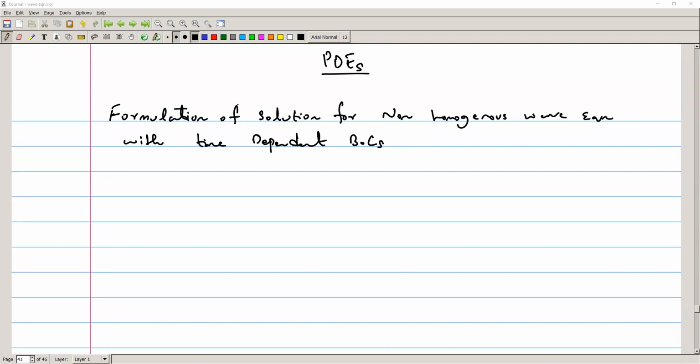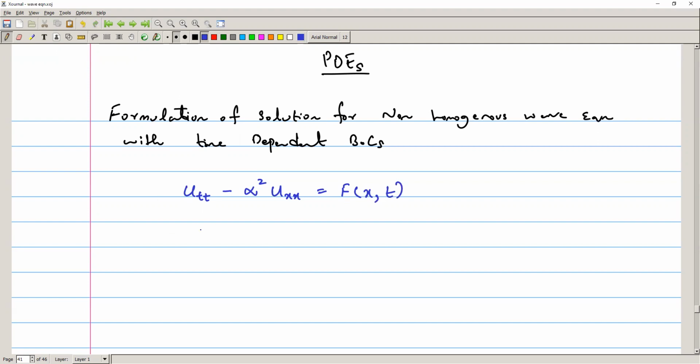So in this class, we are going to discuss the construction of solution for non-homogeneous wave equation with time-dependent boundary conditions. So in general, we know that the wave equation is given by u_tt minus alpha squared u_xx is equal to some function of x comma t.